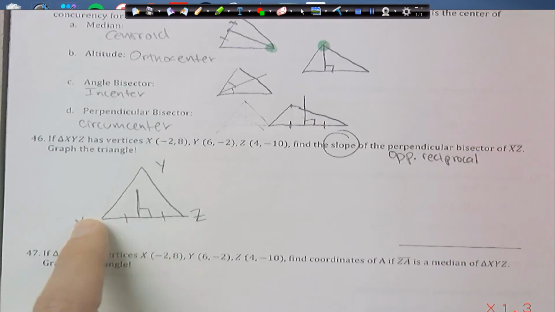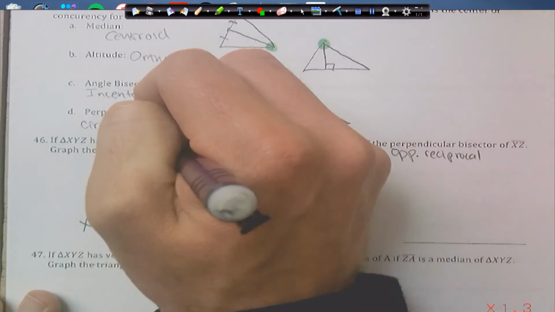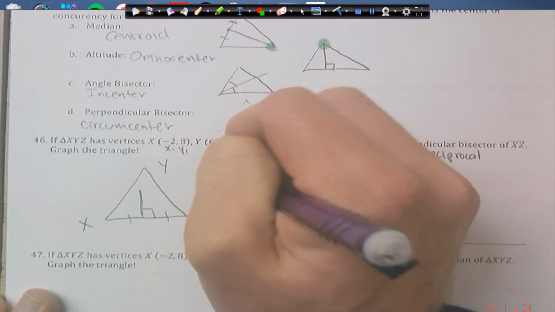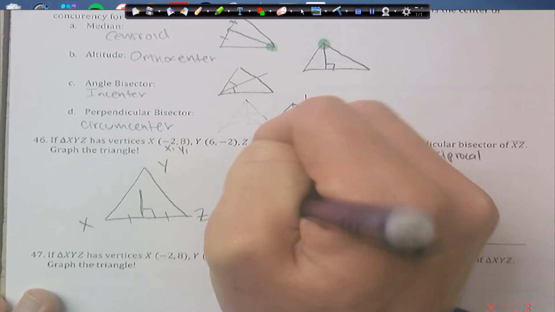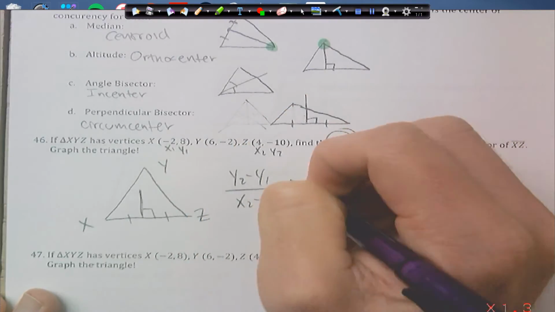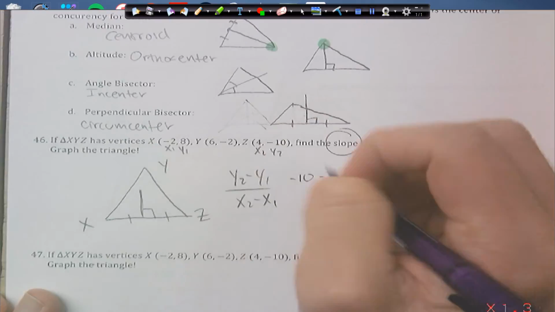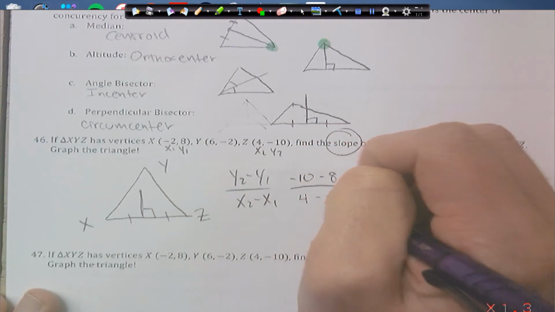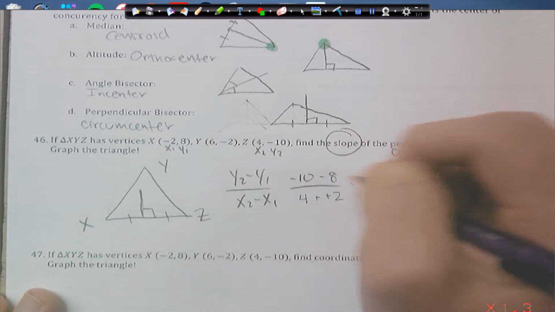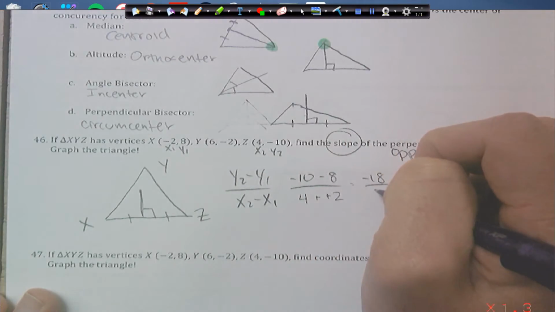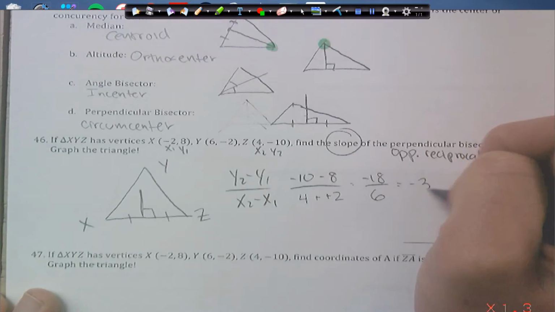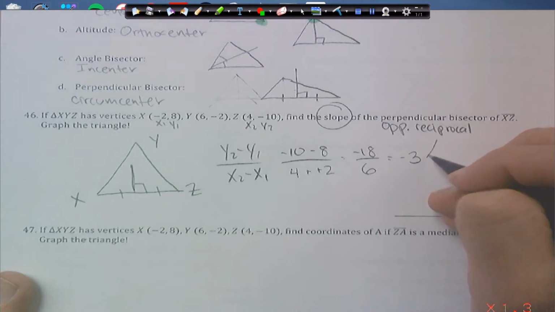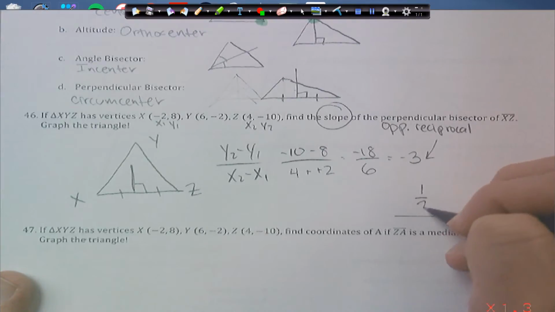So really, I just have to find the slope of XZ. So we'll go ahead and do that. x1, y1, x2, y2. Here's our slope equation. Let's plug it in. Negative 10 minus 8 over 4 minus a negative 2. So those become positive. This is going to become negative 18 over 6, which is going to become negative 3. So negative 3 is our slope, but we want the opposite reciprocal of that, so we're going to do a positive 1/3.